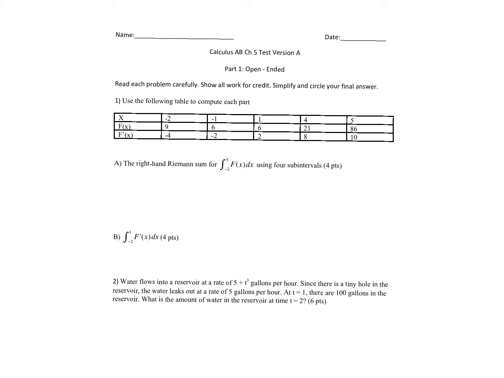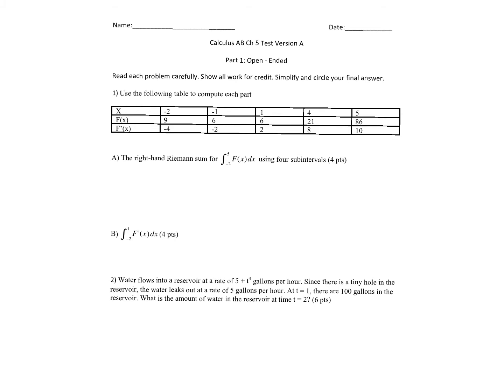So the first question is asking for a right-hand Riemann sum from -2 to 5 of capital F of x dx using 4 subintervals. For part A, we are going to use information from the table about capital F. We are looking for rectangles from -2 to 5, and we're coming up with 4 of them. But because we don't have a function, we are not going to be finding a uniform delta x. We have to take a look at how much it changes between each of the two x values, and we will do 4 different areas of rectangles using width times height.